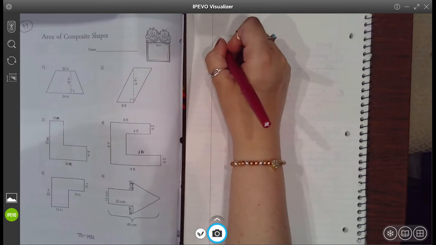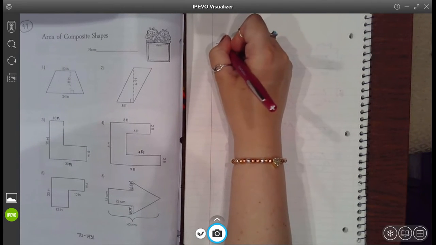Hello, my little mathematicians. Today we are going to explore area of composite shapes. As always, please make sure to show your work on a separate sheet of paper.